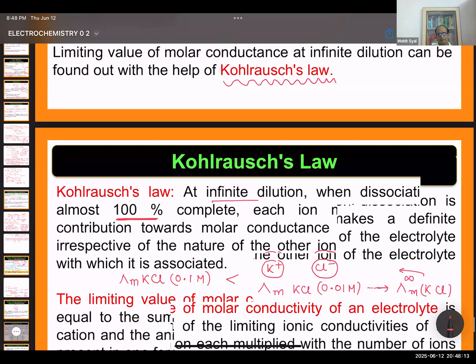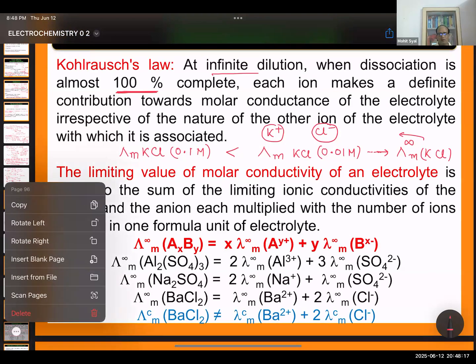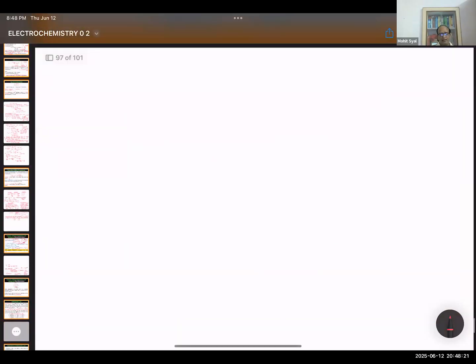Is it clear? So let me explain it. Suppose you take KCl. The molar conductance of KCl at infinite dilution will be equal to the sum of the molar ionic conductance of individual ions at infinite dilution. This is small lambda, for individual ions. Is it clear to all of you? It happens only at infinite dilution. It doesn't happen, let's say, if I take 1 molar concentration.